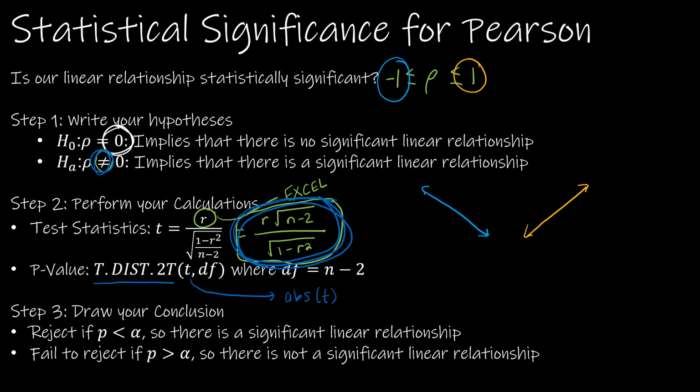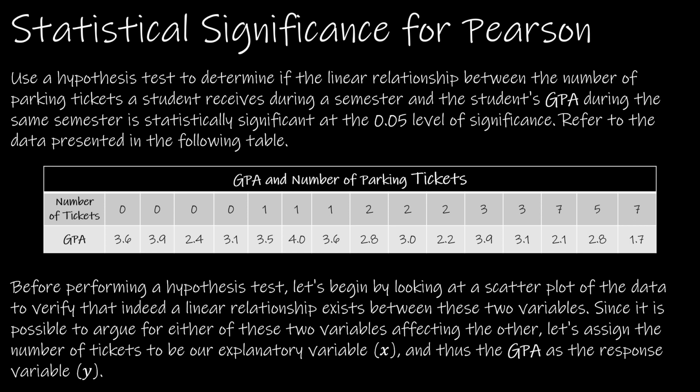We're going to draw our conclusion the same way we have before: reject if p is less than alpha, or fail to reject if p is greater than alpha. Keep in mind that we're not just rejecting and failing to reject. We're saying if we reject, there is a significant relationship, and if we fail to reject, there is not a significant linear relationship.